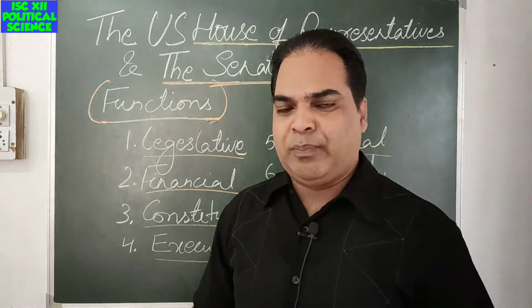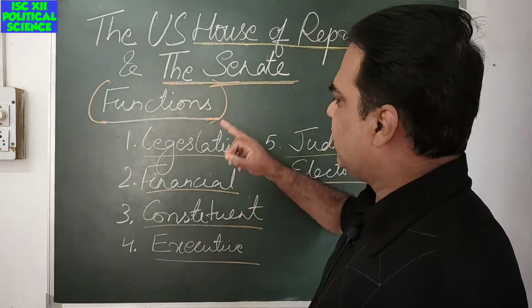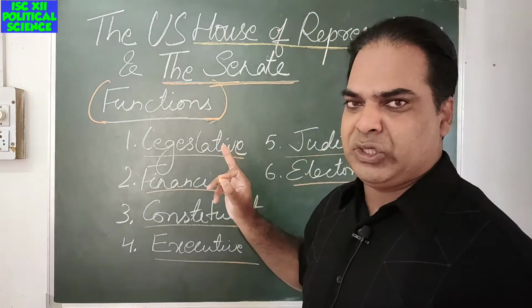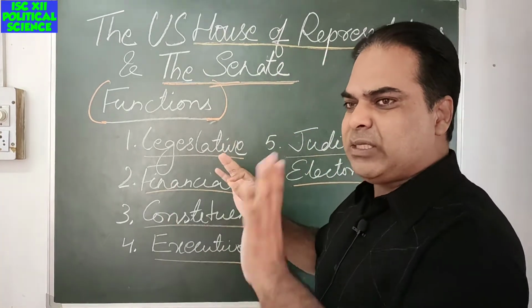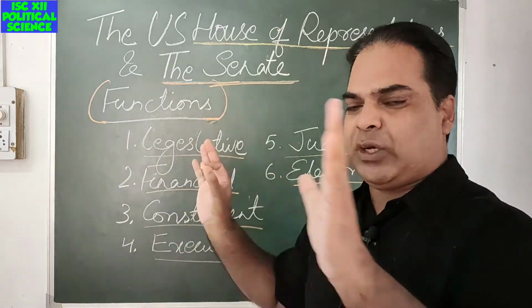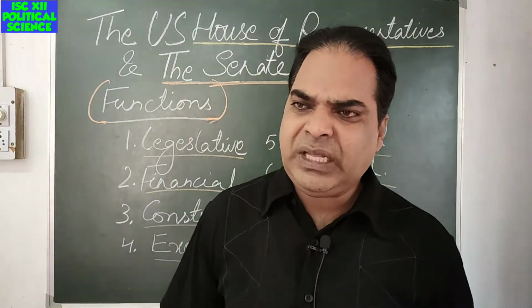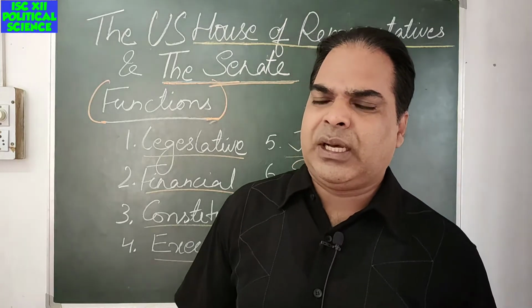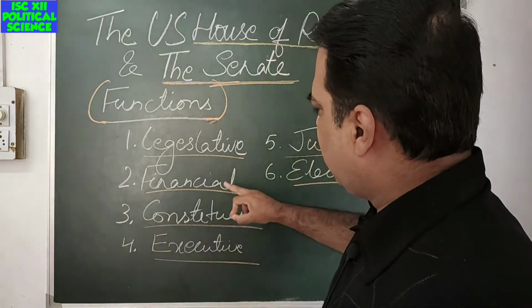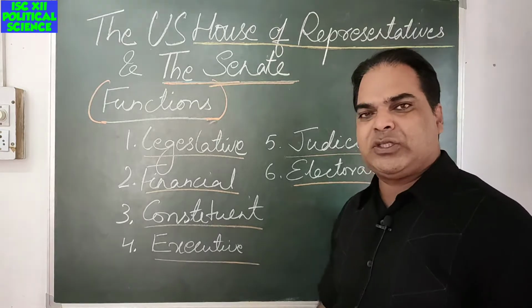As I told you, the ordinary bill can be introduced in the Senate as well as the House of Representatives. The process is the same. After being passed, it goes to the President. So this is all about the legislative powers of both the houses. Now let us discuss the financial powers, or the financial functions, of both the houses.